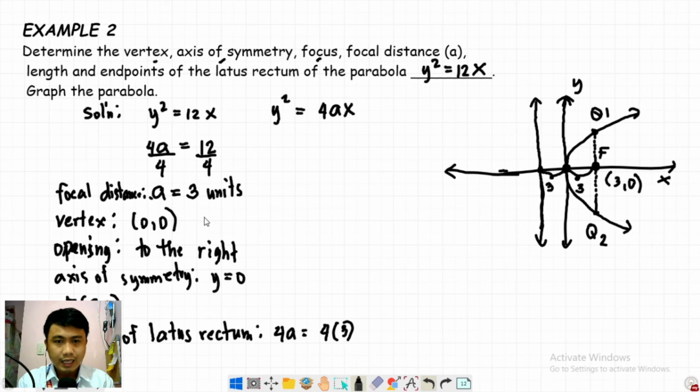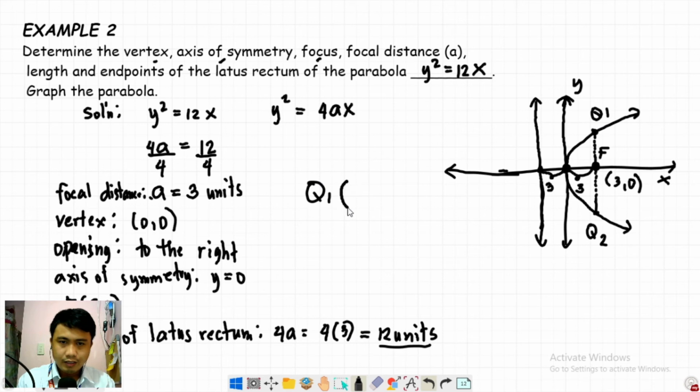4A is 3. That is 12 units. Yan. So 12 units yan. Okay, so 4 times 3 is 12 units. So, ang length ng latus rectum natin ay 12 units. Okay, and we still have to look for the coordinates of our endpoints of the latus rectum. Diba this is 2A?